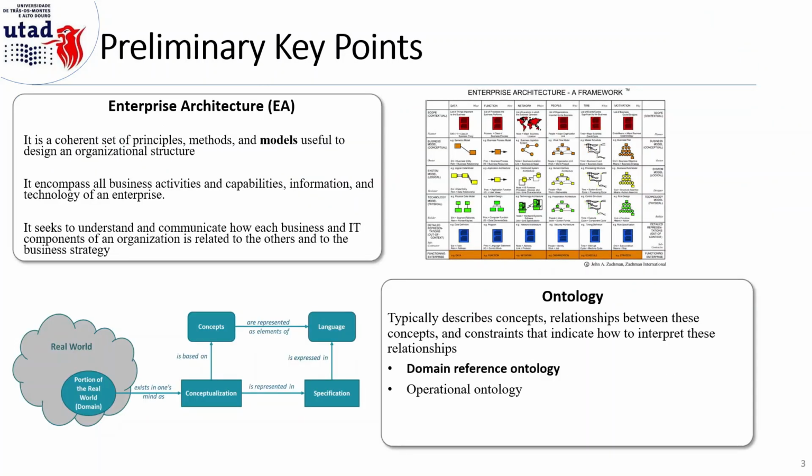We also need to make clear some key definitions. Enterprise architecture is a coherent set of principles, methods, and models useful to design an organizational structure. It encompasses all business capabilities, activities, information, and technology of an enterprise and seeks to understand and communicate how business and IT components are related to each other and to the business strategy.